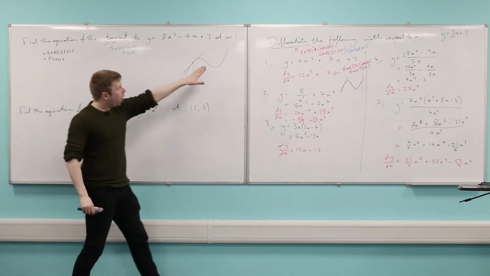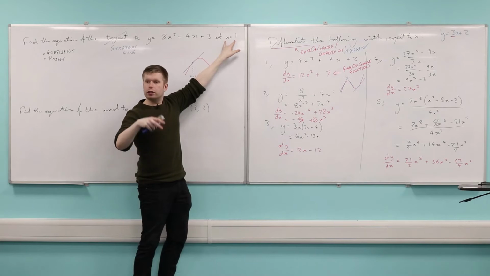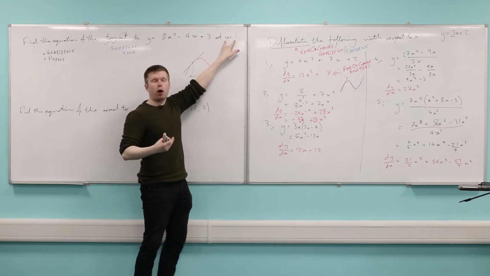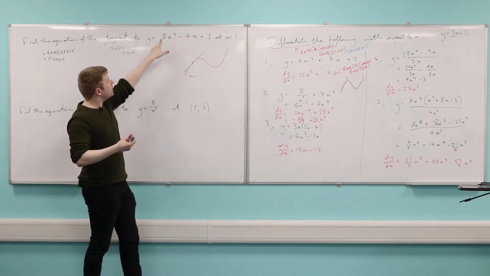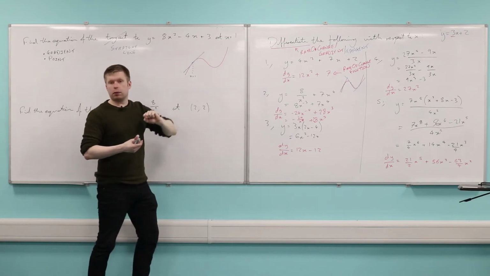Good. So I kind of got half a point here. I found my x coordinate. I just need to find my y coordinate as well. So to find my y coordinate, I need an equation which links my x's to my y's. That's what that does. It just simply says my y coordinate is 8 times the cube of my x coordinate minus 4 times my x coordinate plus 3.